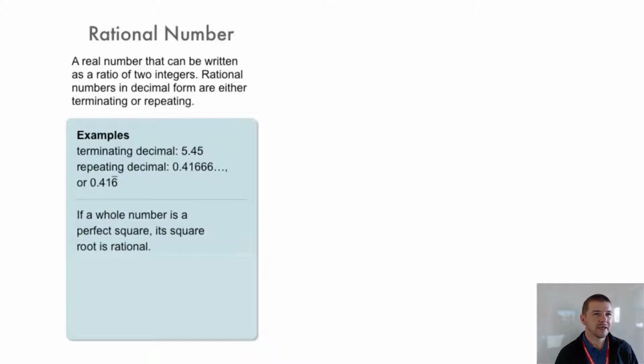All right, below that, if a whole number is a perfect square, its square root is rational. For example, the square root of 4. We know 4 is a perfect square. The square root of 4 is equal to 2. Another example, the square root of 25, a perfect square, equals 5, a rational number.